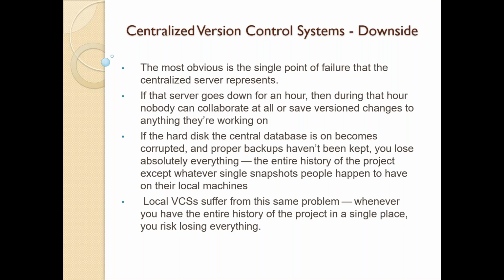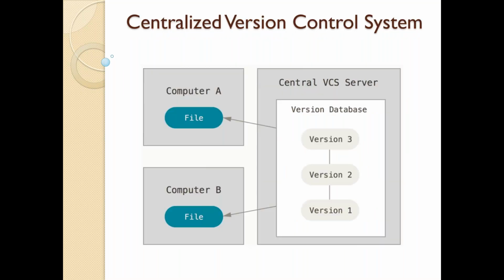So local VCS also suffers from the same problem, and centralized version control suffers from the same problem. Whenever you have the entire history of the project in a single place, you have a huge risk of losing everything as a single point of failure. So they thought, let's move away from centralized version control to a distributed version control system, DVCS. That is what we are using today, and we'll go and see what that is. Before that, centralized works like this: instead of having everything in your computer, you have it in a central server. Again, there is a single point of failure in this central server, as we saw.